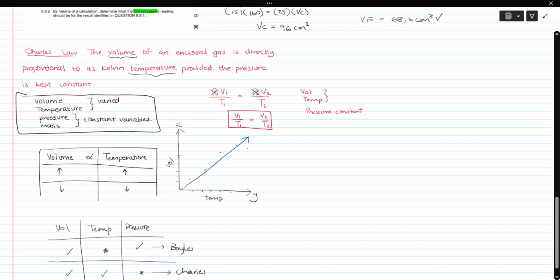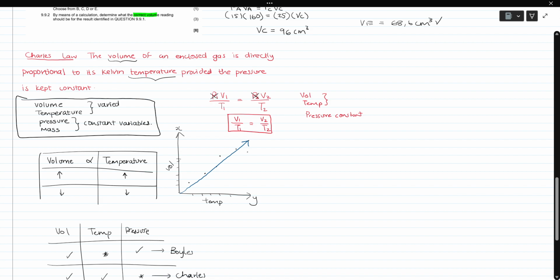And then these two laws are very, very similar to how we've done Boyle's law. The only difference now is that you are changing different quantities. So here in Charles' law, we talk about the volume of the enclosed gas being directly proportional to the Kelvin temperature. So here we're changing the volume and the temperature. Obviously we know that pressure will have to be kept constant. And then the most important thing is the equation that we have. So here we're going to be dealing with V1 over T1 is equal to V2 over T2.